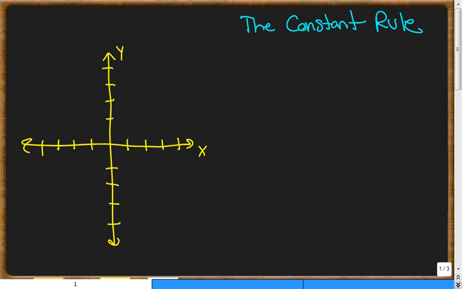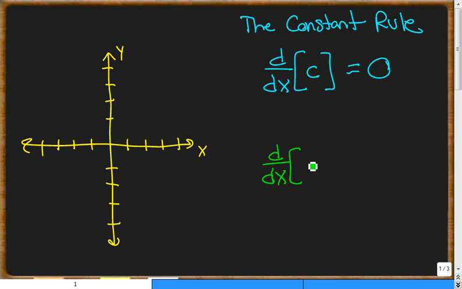So the constant rule says that the derivative of any number c, so it's a real number, is always going to be 0. So don't make this more complicated than it really needs to be. If we said the derivative of, let's say, the number 2, well, that is 0. Well, think about this. If we graphed y equals 2, it would look like this. That's what it looks like.